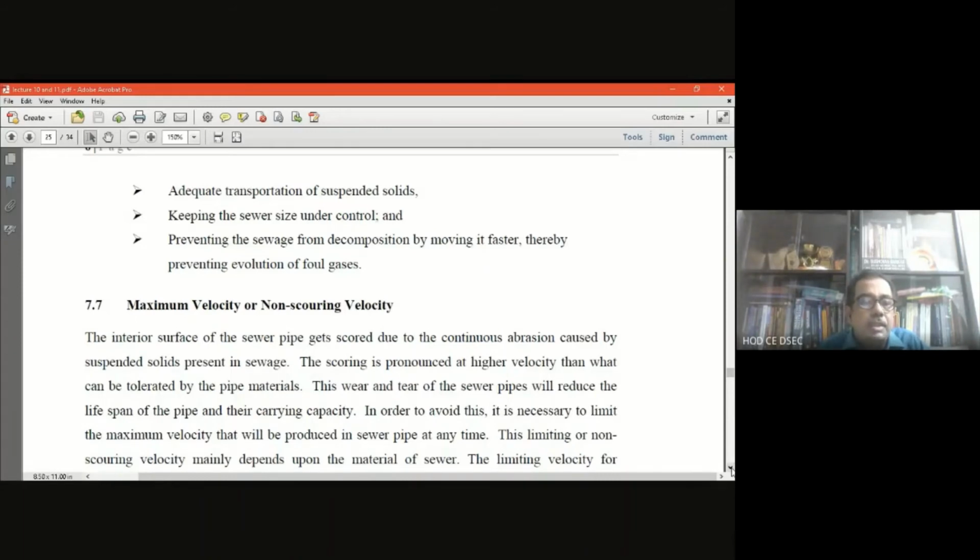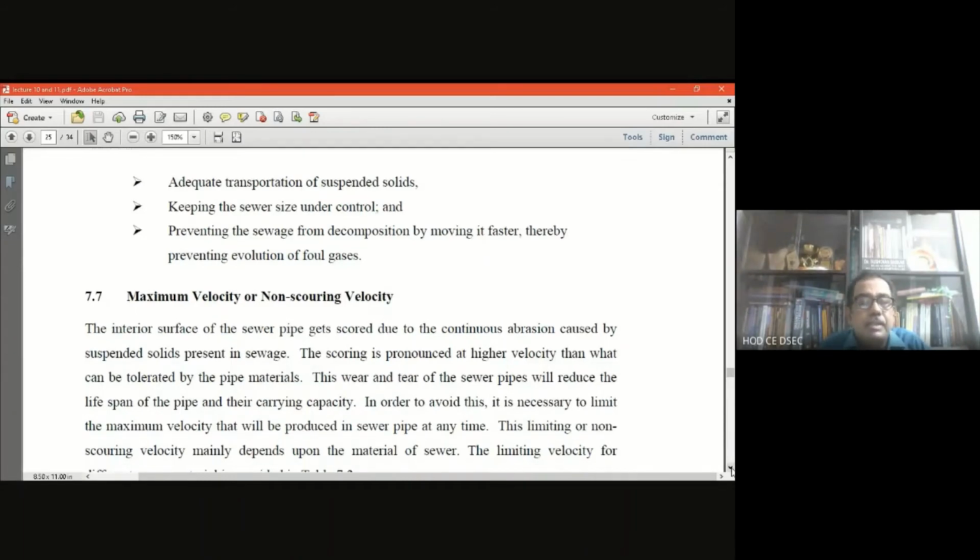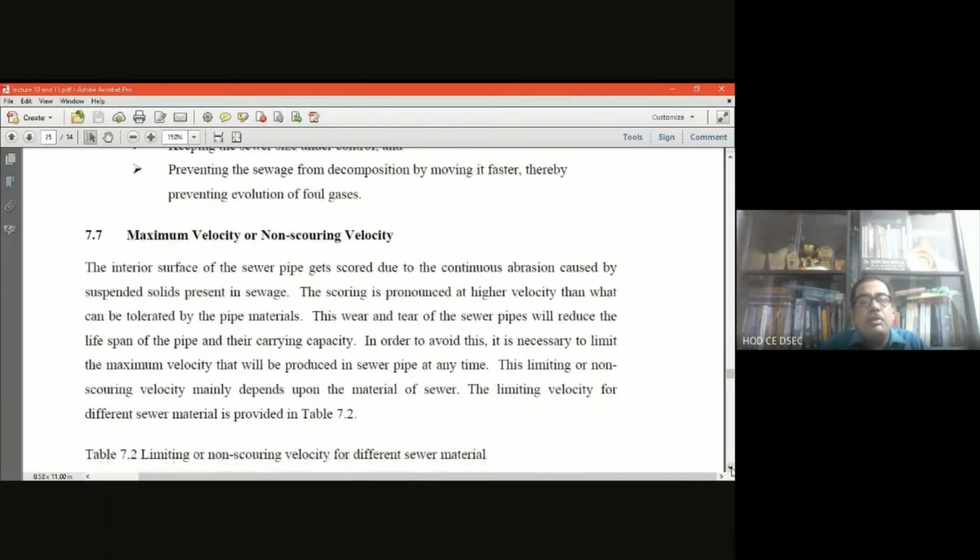Now we'll discuss the maximum velocity or non-scouring velocity, because if the interior surface of the pipe gets scoured due to continuous abrasion caused by suspended solids, this scouring is produced with higher velocity. That has to be checked. So if scouring occurs day to day, then the piping material will be damaged. So this wear and tear of the sewer pipes will reduce the life span of the pipe and thus the carrying capacity of the sewer also.